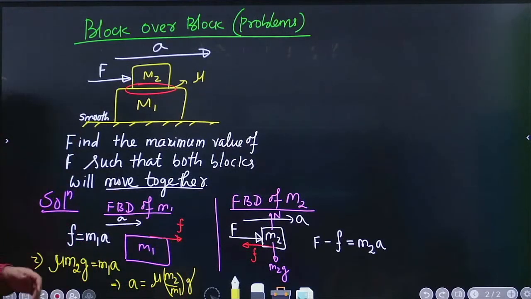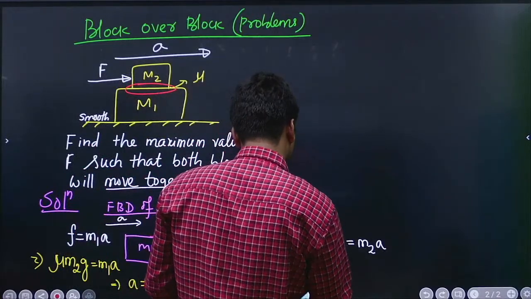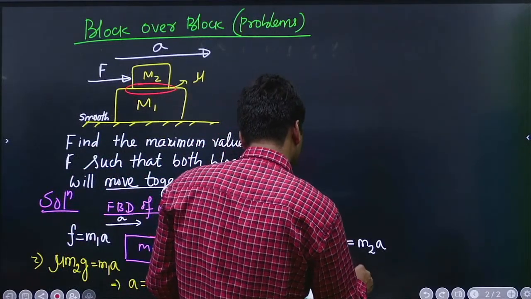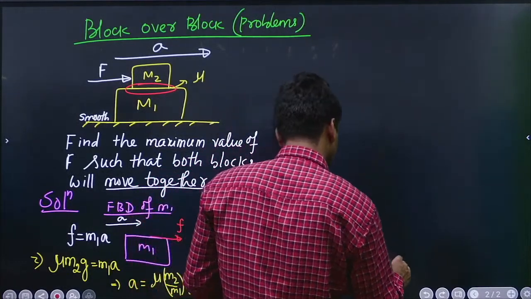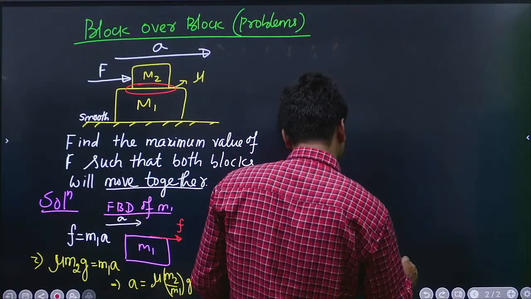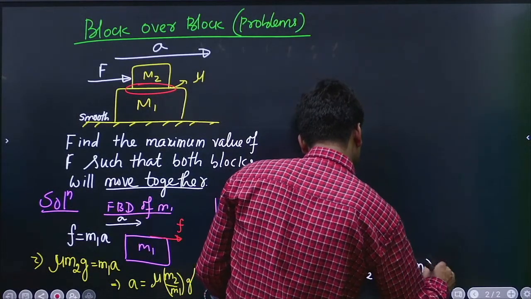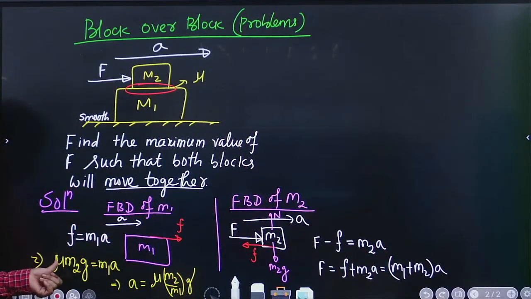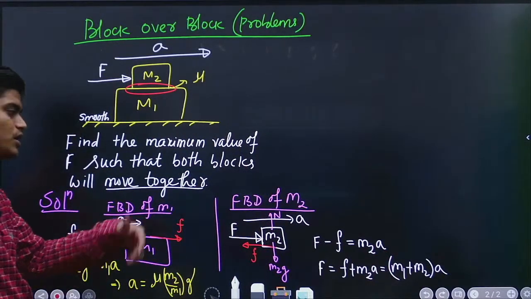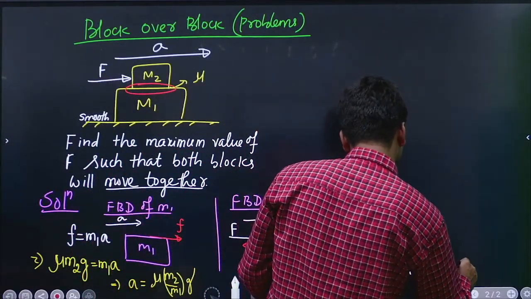This is the acceleration. Now in this case, if you want to find the force, what is this force? That is F plus M2A. F is M1A, right? So it is M1 plus M2 into A, because F equals M1A, and F also equals mu M2G. Now here, in place of A, substitute this value.